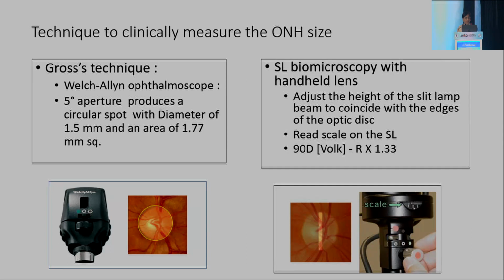So what are the techniques? This is a gross technique with the Welch-Allyn ophthalmoscope. With a 5 degree aperture it gives a 1.5 mm area, 1.77 millimeter square. And this is slit lamp biomicroscopy, where you can use handheld lenses. A VOLK 90D will give the exact area of the disc if you multiply by 1.33.